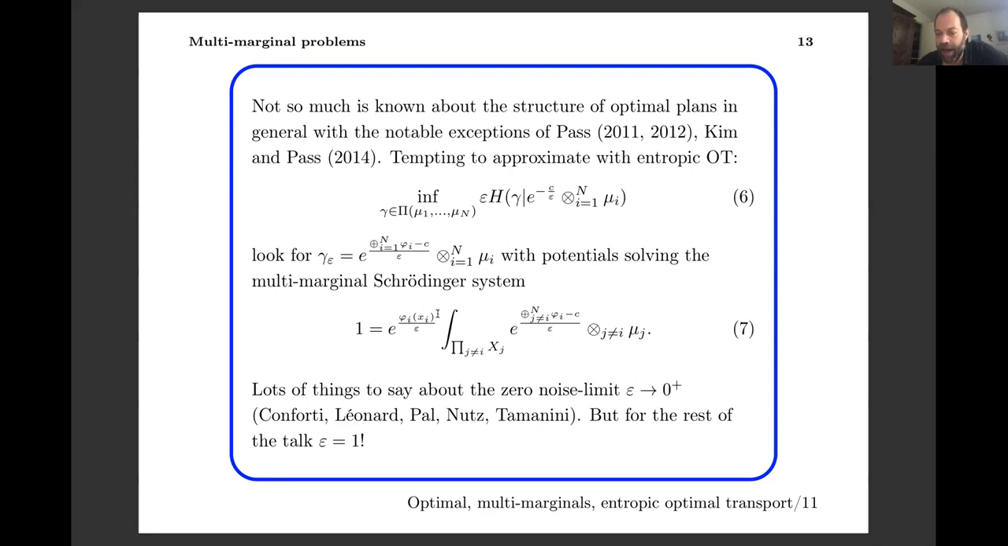So you look for potentials phi_i such that the marginals of this gamma epsilon, you take this ansatz, and they have the good marginals. This is system seven, okay? And the rest of my talk will be devoted to studying this system, okay?